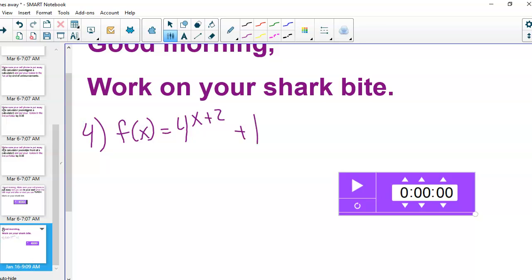Alright, we need to find the y-intercept for this. How do we find y-intercepts? Make x 0. So if we make x 0, this becomes 4 squared plus 1. So 16 plus 1 is 17. Do we need to write it in there? Yes.